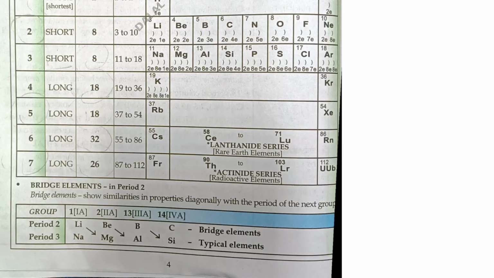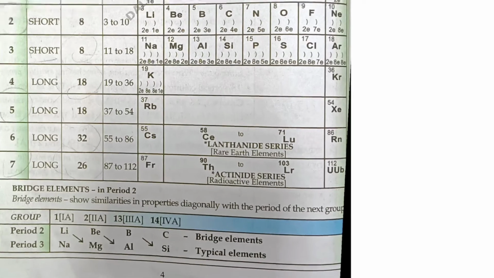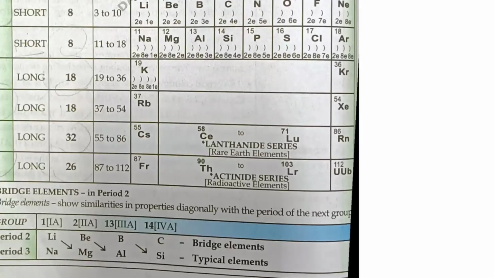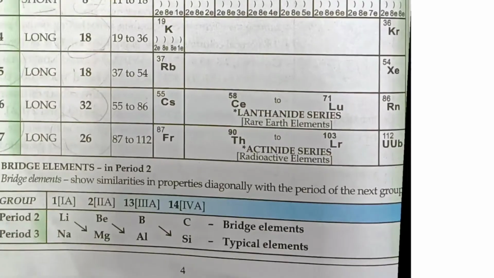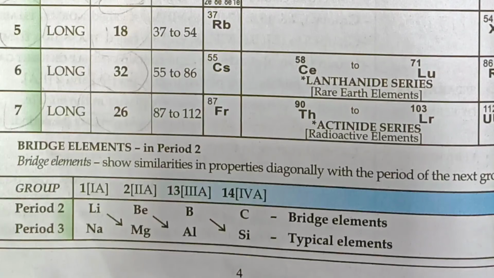Bridge elements in period 2. Bridge elements show similarity in properties diagonally with the period of the next group. So that relationship is known as diagonal relationship. Here bridge elements are lithium and magnesium. So they are diagonal but they show similar chemical properties. So such elements are known as diagonal elements or bridge elements. Beryllium, aluminium is there, boron, silicon is there.